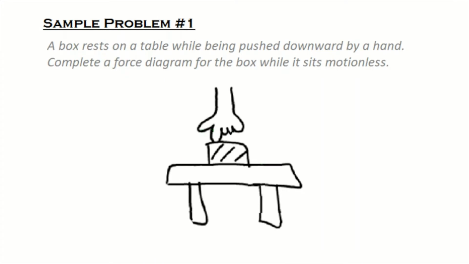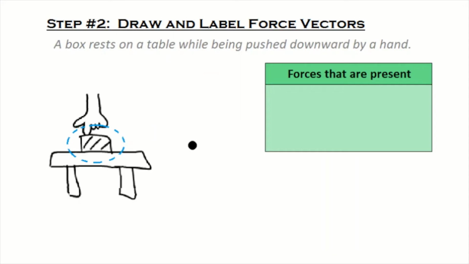Here we have a box again at rest on a table, but now we have a hand coming in from above the box and pushing downward. The box remains motionless under these conditions. So we're going to try to draw a force diagram for the box. First thing we want to do is circle our object. We're drawing our forces for the box, not for the table, not for the hand, clearly for the circled object. Our free body is off to the side, and we'll start listing forces that are present.